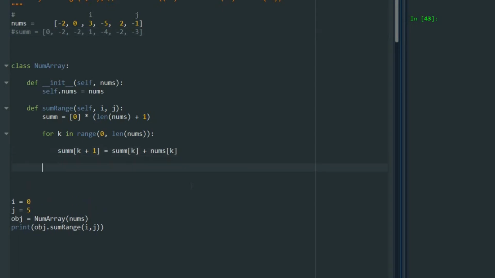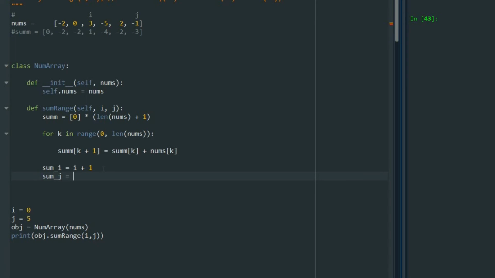Also, the other thing is that as I have one more element in my sums, the indices related to sums are actually one ahead of the indices in the nums. So I'm going to just clarify this point. For the summation variable, index i is actually index i plus 1. Because, for example, here if I say, oh, i is 0, for summation that is index 1. Okay. And also for j, you don't have to do this, I'm just doing that to be more clear.